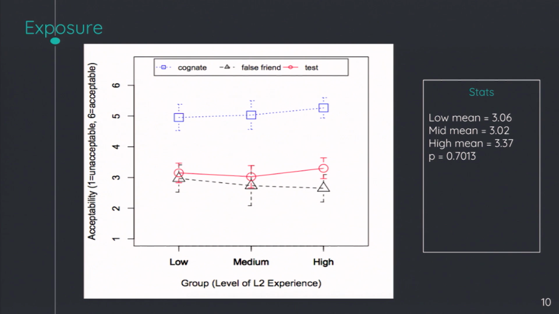Based on exposure, you see that the mean for the high exposure group is a 3.37, whereas the mean for the low exposure group is a 3.06, and the mid mean is actually a 3.02. So the pattern's a little bit different, and it's a little weird, but you still see that the high group is the one that's accepting these the most, and the low group is the one that's accepting these the least. The p-value for this is 0.7013, so it's not as statistically significant. It's not as much of a predictor, basically, based on how much exposure they've had. It's not as much of a predictor as how proficient they feel in the language, is what this is showing.